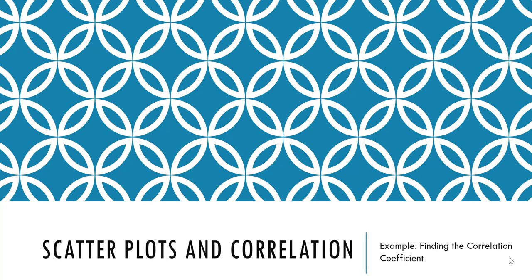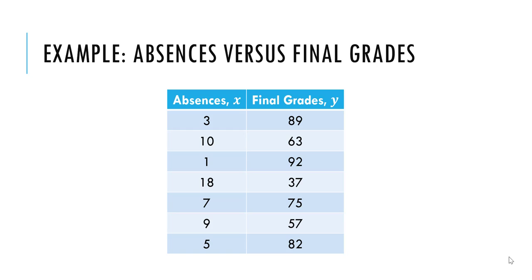Video number 3 is about scatter plots and correlation, where we will find the correlation coefficient using an example. I have collected data, in this case absences and final grade, from a sample of 7 students enrolled in my previous course. Now there's something interesting with this table.